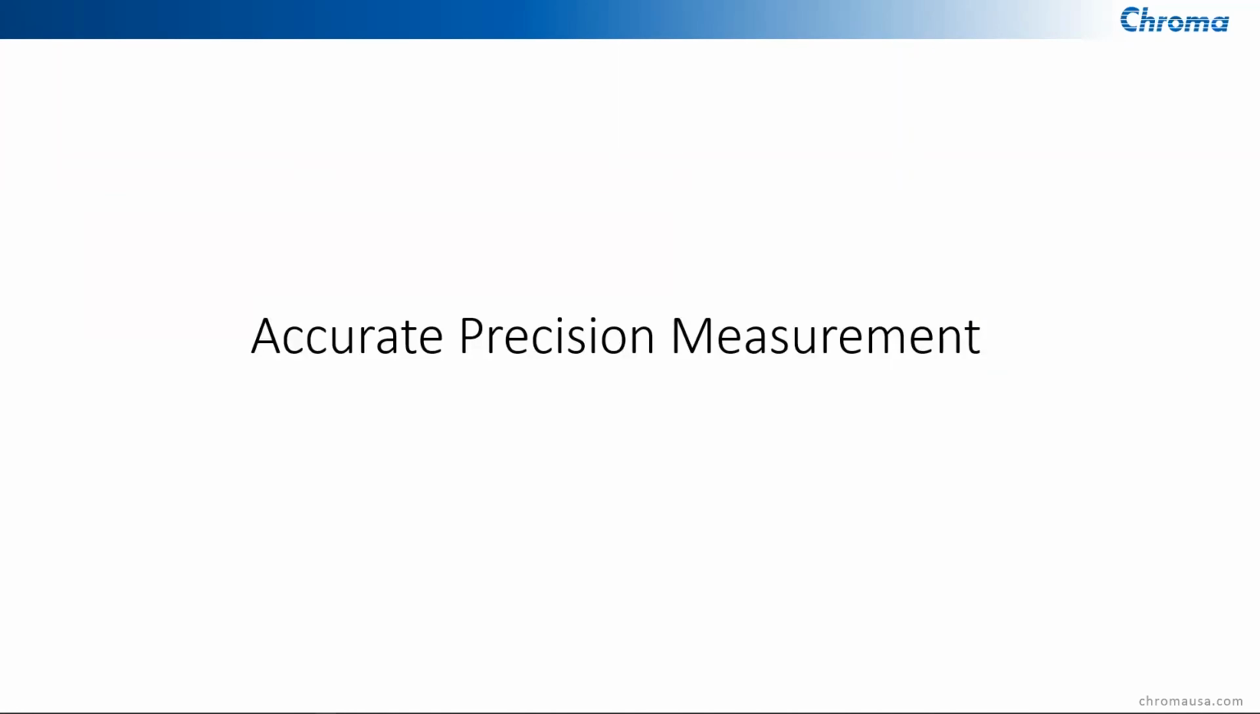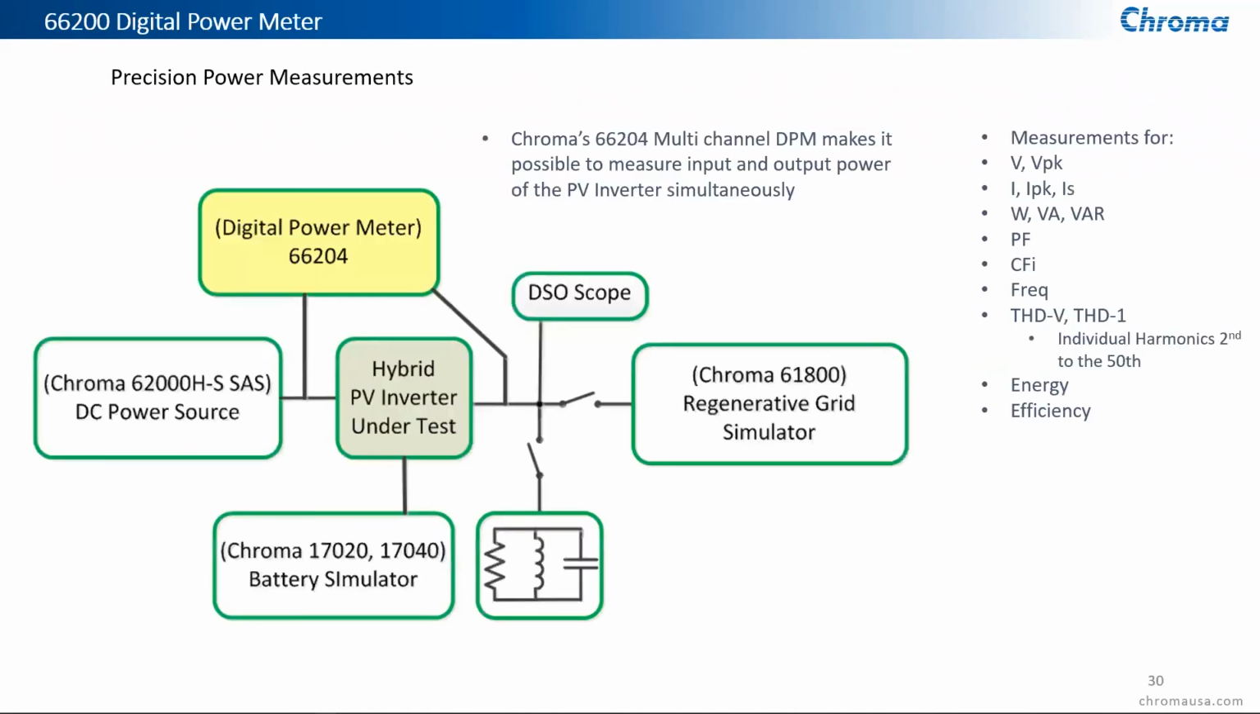The other key part of this unit when you're testing a system is the measurement capability. Now, our solar array simulator has the capability to measure its output voltage, current, and power. The Chroma 61800, as we just showed you, has great capability to do measurement. But we also give you the ability to do additional measurements using our digital power meters.